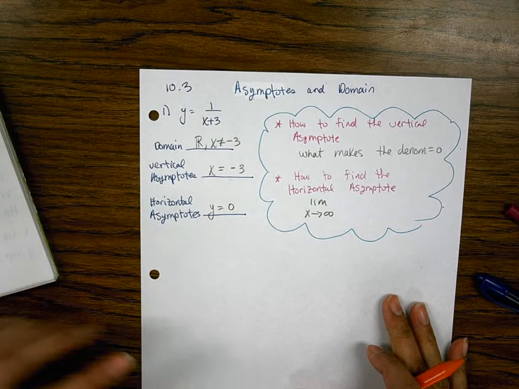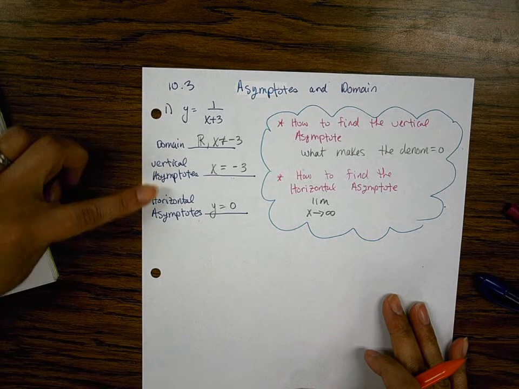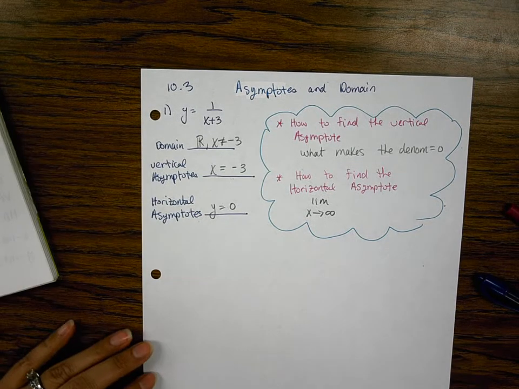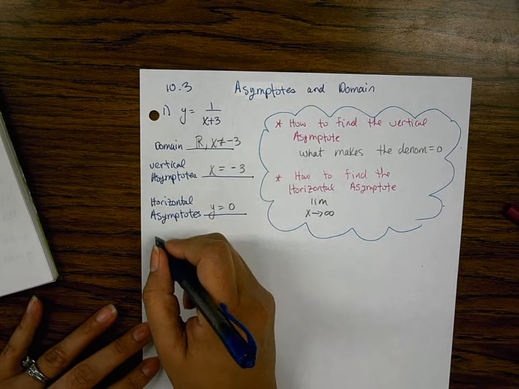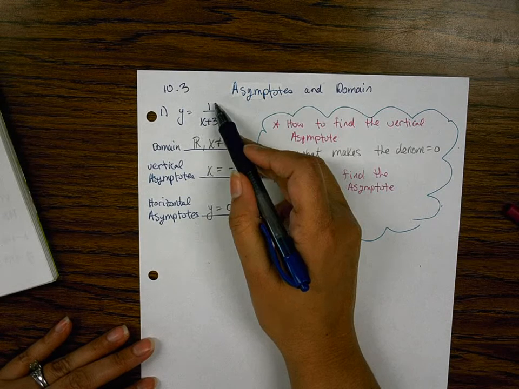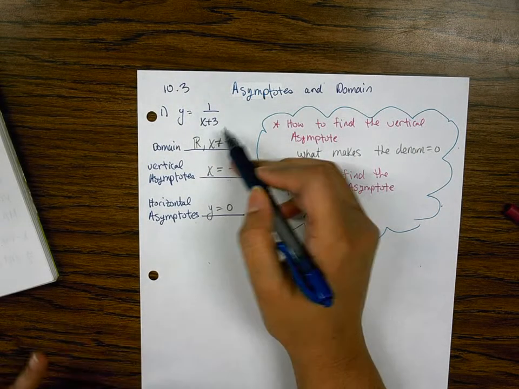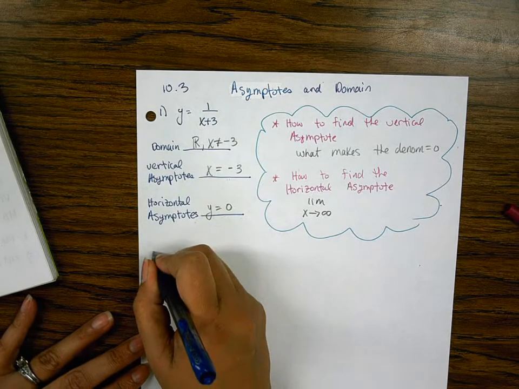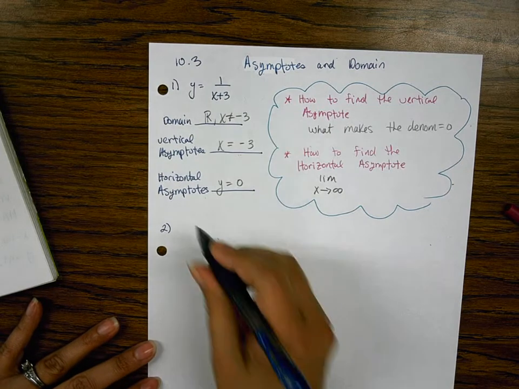Please remember that. For your verticals, you always write x equals. And for horizontals, you will always write y equals. Now, if you wanted to, you could do what I taught you initially, 1 over x over x, plus 3 over x. Reduce and take the limit. But it's easier if you just use the shortcut.